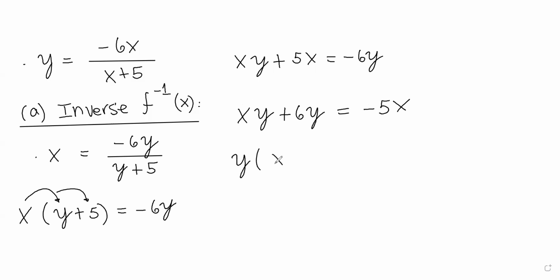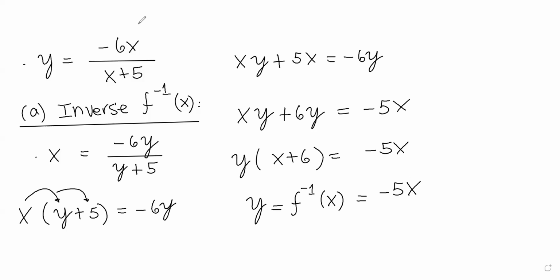Factor out y, since it appears in both terms. Next, divide both sides, leaving us with y, which is our inverse. And that's negative 5x divided by x plus 6. So that's the process to find the inverse. Interchange x and y, solve for y.